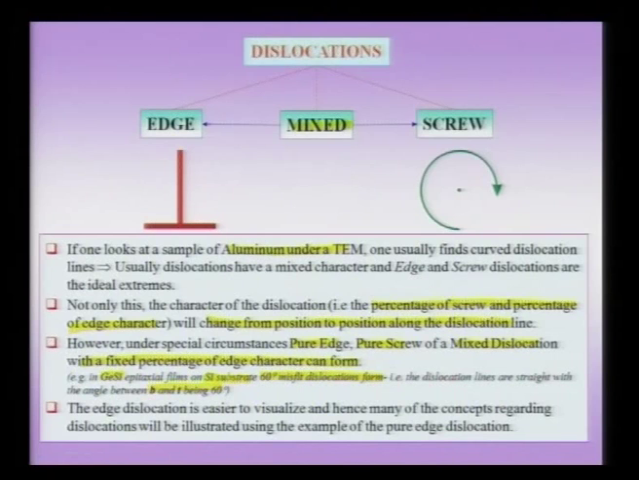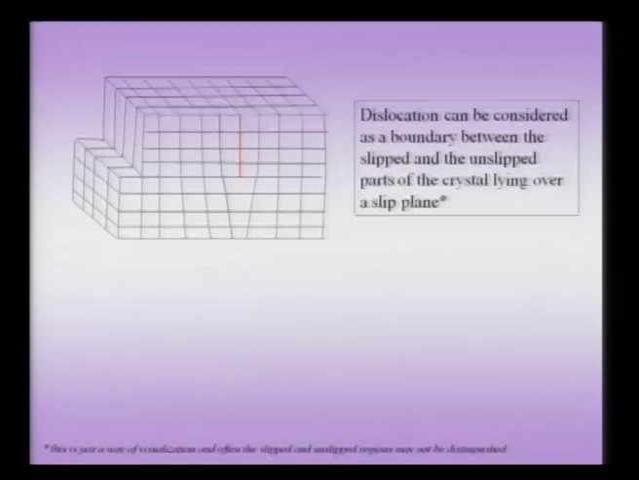The edge dislocation is far easier to visualize, far easier to understand, because it is associated with an extra half plane or a missing half plane. And we will use the edge dislocation to understand many of the concepts regarding dislocations. Of course, we will also take up the screw dislocation to understand many more concepts regarding dislocations. So we said that dislocations play a very important role in plastic deformation. They actually weaken the crystal, and a dislocation can be visualized as a boundary between a slipped and unslipped part of a crystal lying over a slip plane.